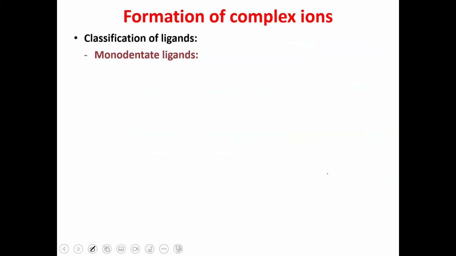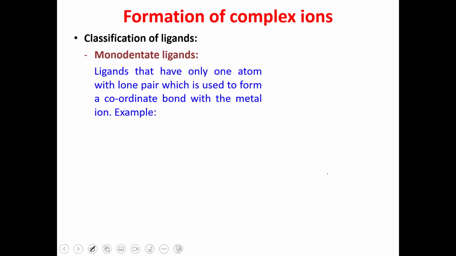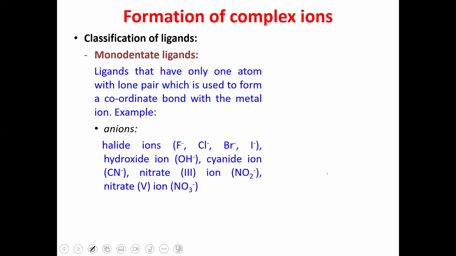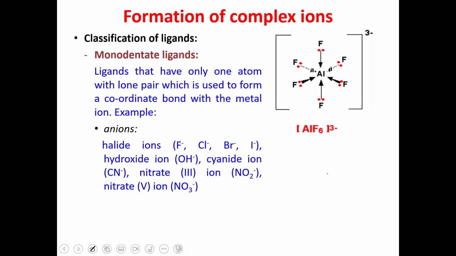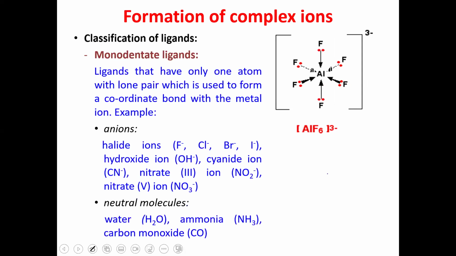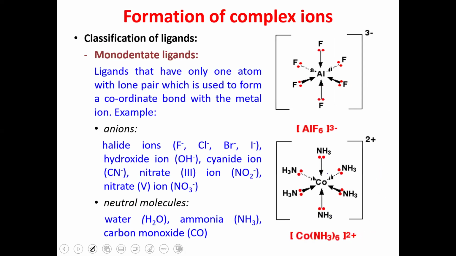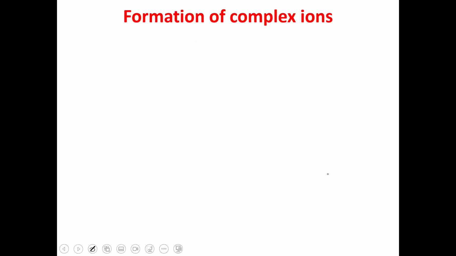Normally there are 4 ligands in our course surrounding, or 6 ligands in the surrounding. Now, when you have a classification of ligands, monodentate, which form one single bond, one atom, lone pair donation, and halide ions, cyanide ions, these are the ligands with monodentate ability. This is the example, aluminum example, and then you can make further examples related to neutral molecules. Water is a neutral ligand. Ammonia is a neutral ligand. Look at this. Cobalt is the center, and ammonia molecules are surrounding it.